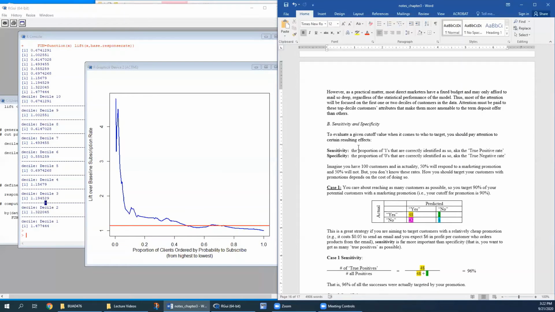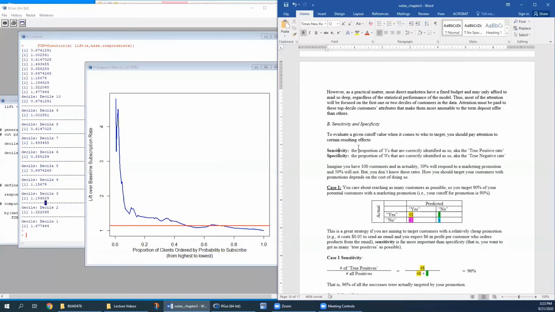So let's imagine we have 100 customers, and in actuality, 50% will respond to a marketing promotion and 50% will say no. But we don't know these rates. We just have a model and estimates. How we should target our customers depends on the cost of doing so. So basically, how deeply we should target depends on our model and how much money we have.